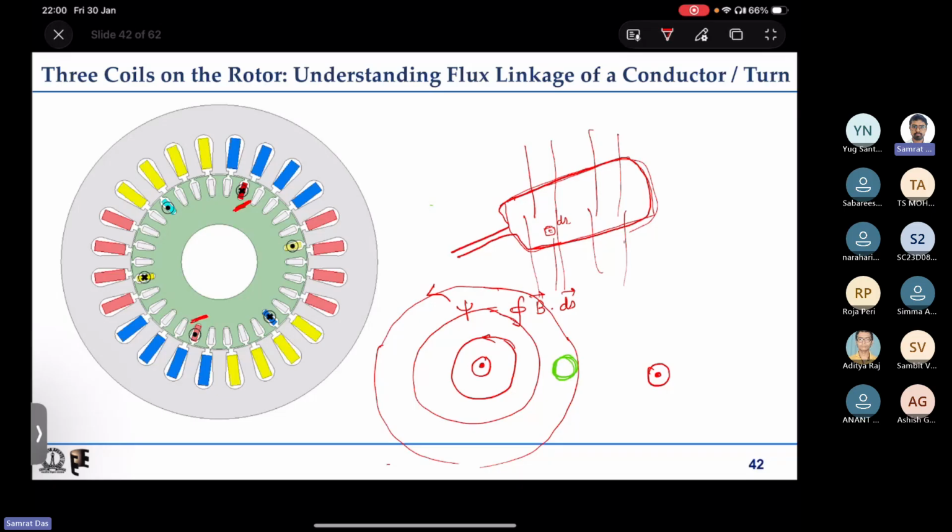Similarly, we have two other coils. One, say here it is cross, here it is dot, and again here it is dot and here it is cross. So we have three phase shifted coils. If it is cross and dot, then the axis is like this. This is the red phase axis. Now the yellow phase axis will be like this, and this is the blue phase axis.